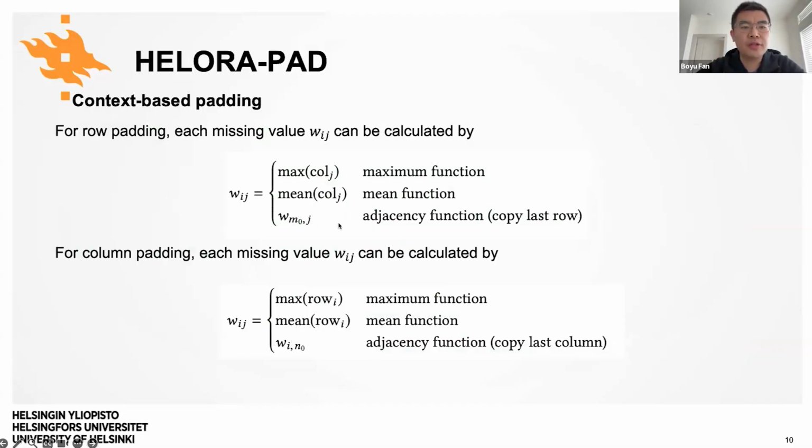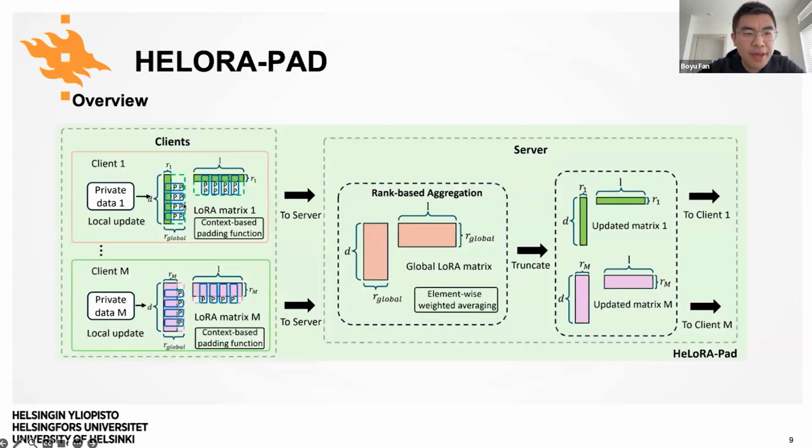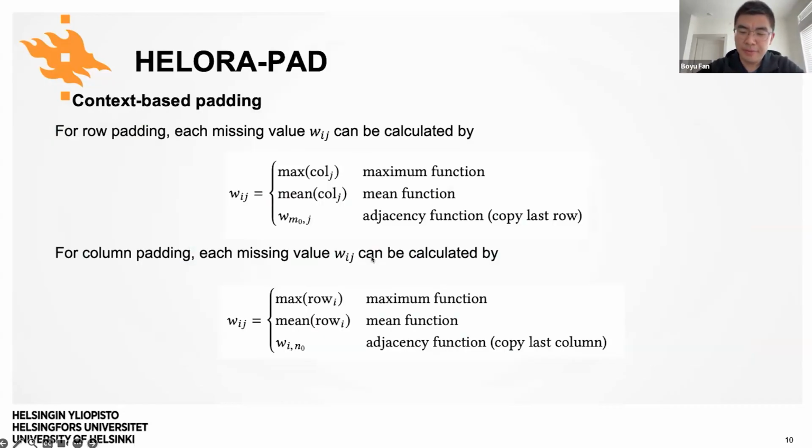There's also another strategy called the adjacent function. This is also very easy. We just copy and paste like this. With this strategy, we copy this column to this, and we copy this row to this. This is a very straightforward way, but we will illustrate in the experiments later that it works very well compared to just doing zero padding.